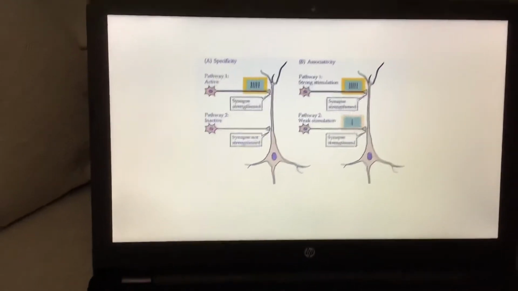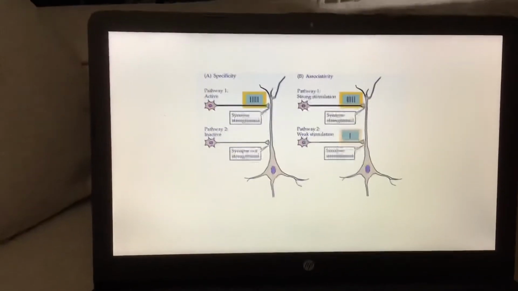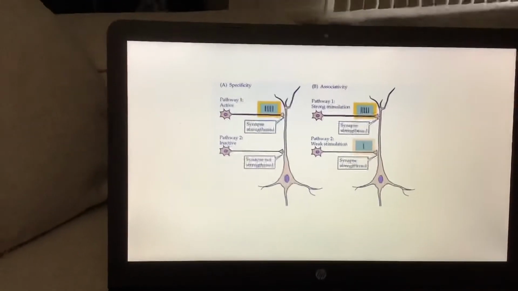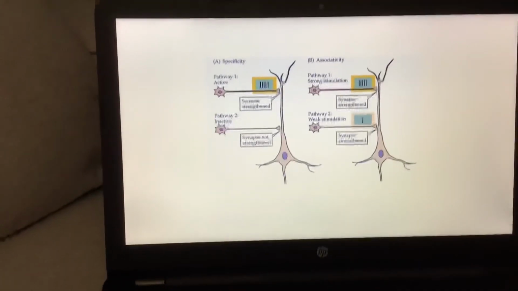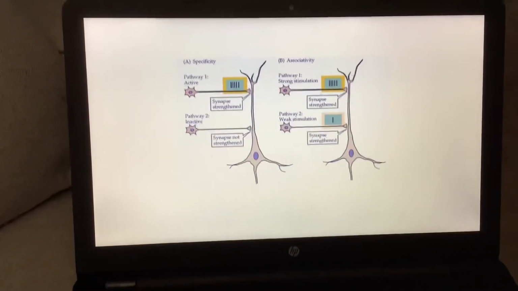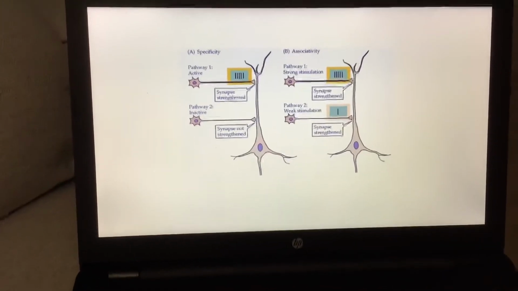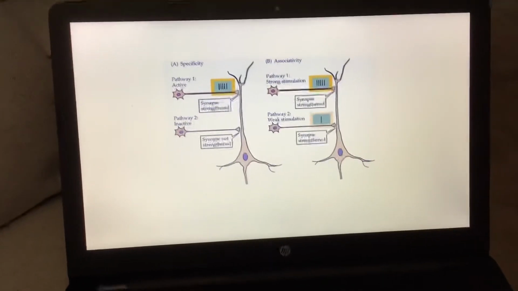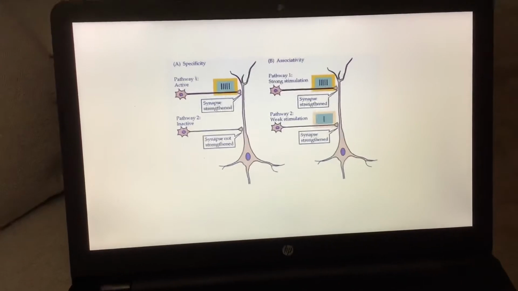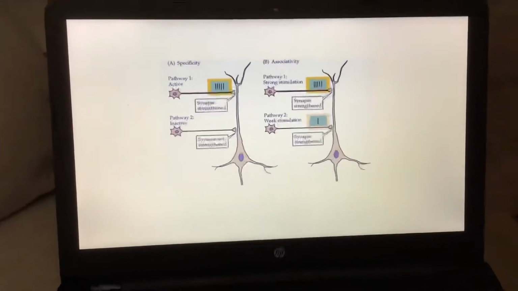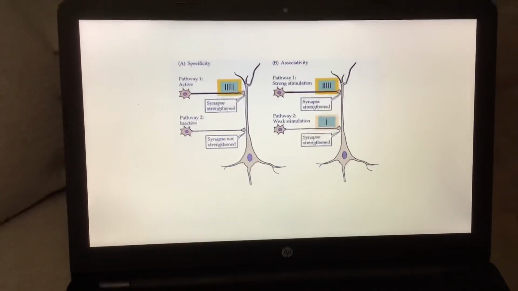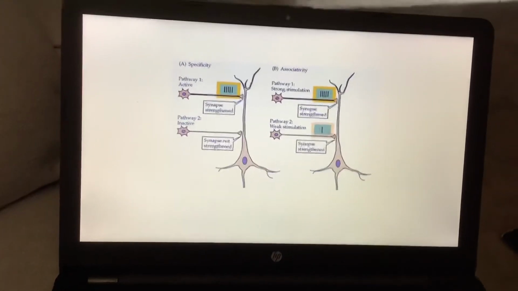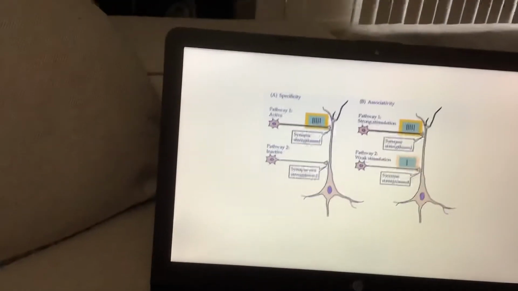So as I stated before, two of the main types, the first one is specificity. It is when one side of the synapses can be active and the inactive synapses increase effects for impulse for information storage. And then associativity, which is letter B, is when a weak stimuli combines with a strong stimuli and causes the LTP, which is the long-term potentiation.